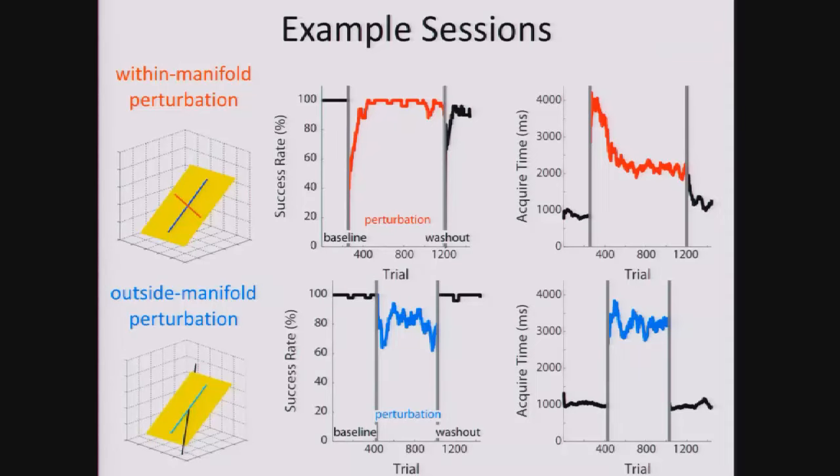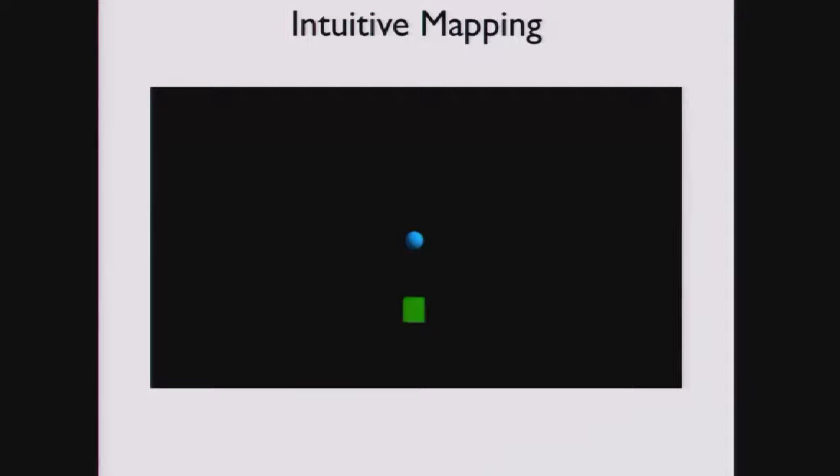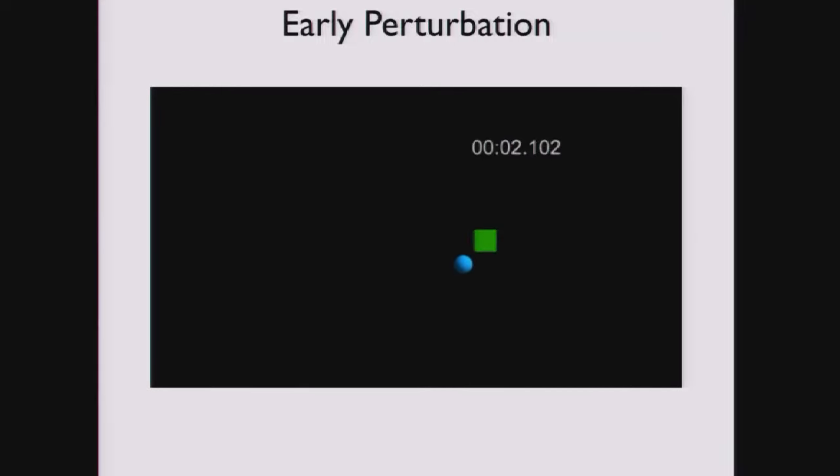Here's what happens after one of these perturbations. The mapping from neural activity to cursor movement has been disrupted, and the animal cannot harness good control of the cursor. Here's what happens after about half an hour. With the within manifold perturbation, we did many of these, but this is an example of one of them. Cursor performance is pretty much back where it should be.